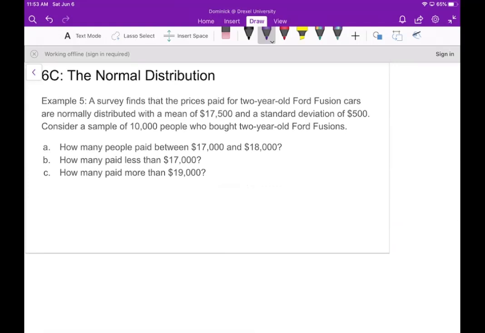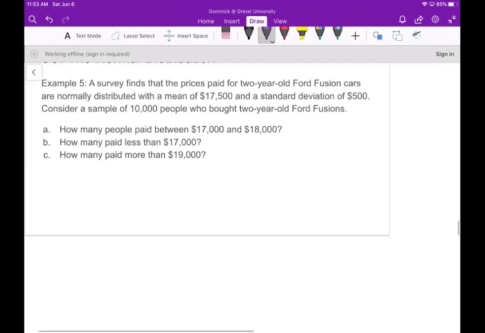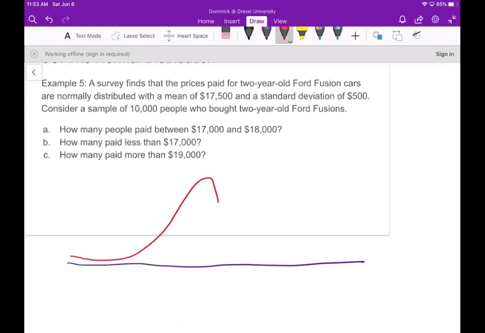Okay, so in this next example, we have that a survey finds that prices paid for 2-year-old Ford Fusion cars are normally distributed with a mean of 17,500 and a standard deviation of 500. So we'll consider a sample of 10,000 people who bought 2-year-old Ford Fusions. So now we want to answer these questions about how many people paid between each of these amounts. Okay, so again, let's go ahead and draw our normal distribution. We'll fill everything in here.